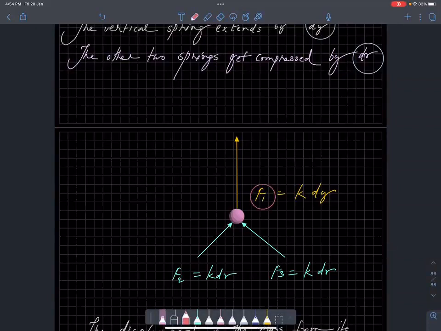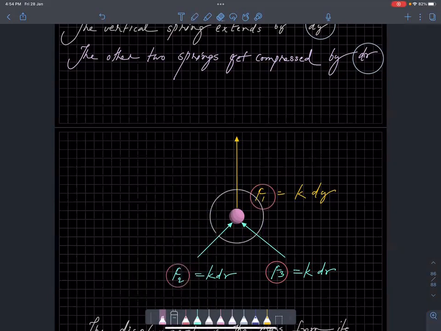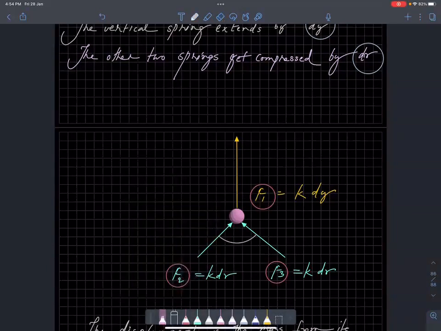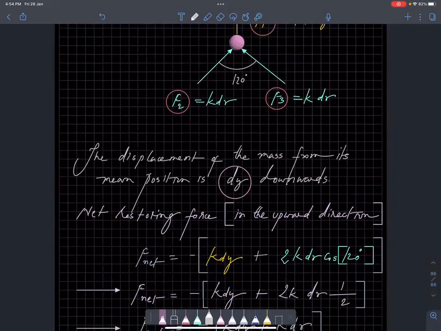F2 will be k dr, F3 will be k dr, because their compressions are dr and dr, right? Yes. And the directions of forces are like this. What is the angle between these two forces? 120. Now we have to add all these three vectors to find the net restoring force, right? And the displacement of the mass is dy.